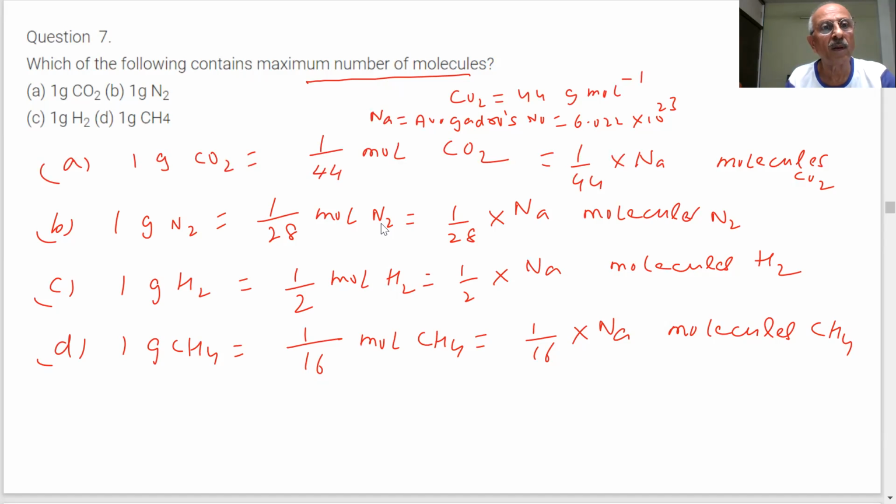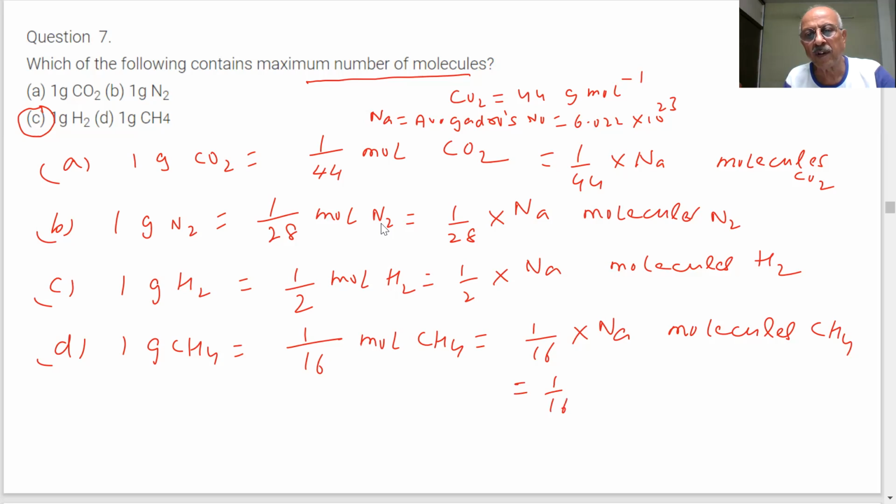Sir, option C. See, 1 gram hydrogen. If you take 1 gram of each of them, 1 gram of CO2, 1 gram of nitrogen, 1 gram of CH4, and 1 gram of hydrogen, the 1 gram of hydrogen will contain more molecules. Maximum molecules. It is the lightest. The molecular mass is the lowest.